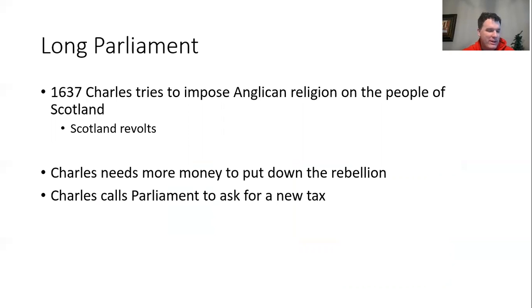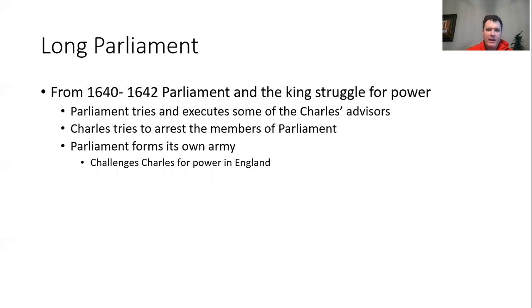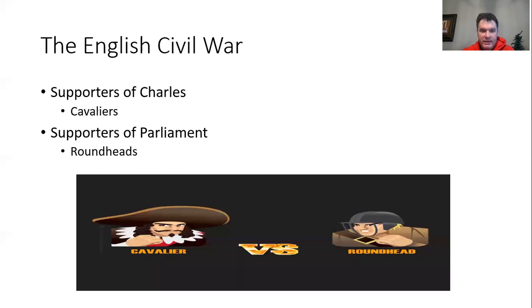All right. So then about 11 years later, Charles tries to impose another tax. He tries to impose the Anglican religion on the people of Scotland, and Scotland revolts. And so he needs some money to fight a war to put down this rebellion. And he calls Parliament back, and he gets his money, puts down the revolt, but he can't get rid of Parliament. He wants to get rid of Parliament. Parliament wants to stick around. And Parliament tries to execute some of Charles's advisors on charges of treason, and Charles tries to arrest the members of Parliament. And Parliament ends up forming its own army, and they start to challenge the king for control of England. And so you have the people that support, this is called the English Civil War.